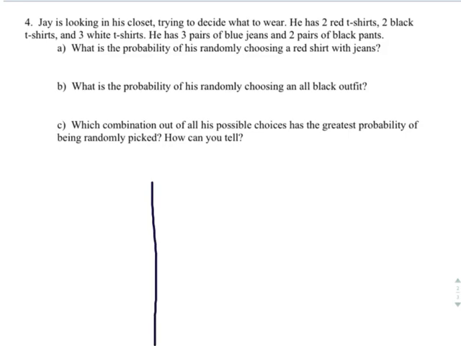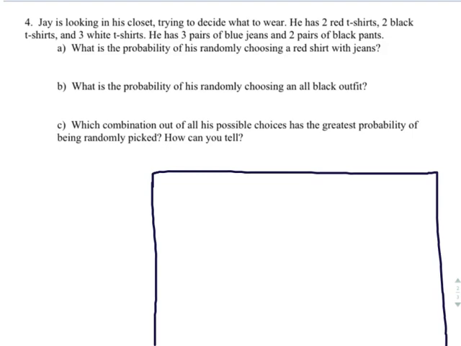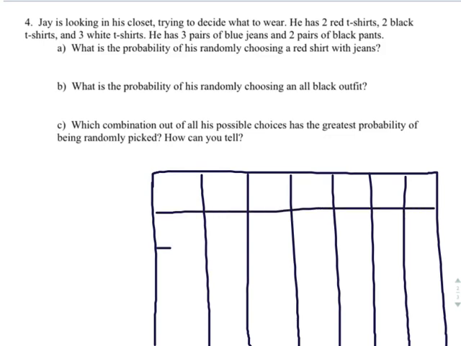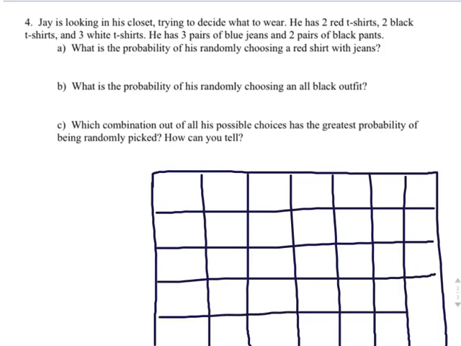I'm going to draw a pretty big rectangle because we have lots of different items. We have 2 red shirts, 2 black shirts, and 3 white shirts, so we need a total of 7 shirts: 1, 2, 3, 4, 5, 6, 7. And we have 3 pairs of jeans and 2 pairs of black pants, so I'm going to split this going across: 1, 2, 3, 4, 5.